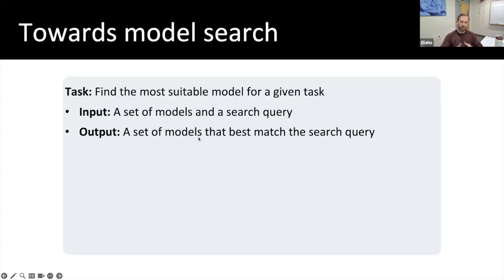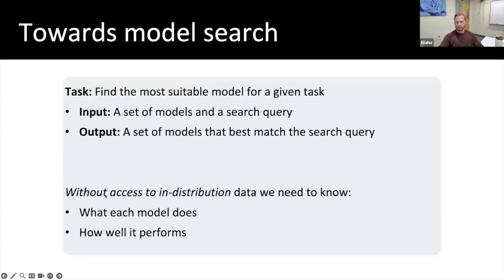You can think of it, for example, as going to Hugging Face wanting the best model to perform, I don't know, medical lung image classification or segmentation. The output would be the set of models that best match the user's search query in order to perform that task. An important thing is that we never assume any access to in-distribution data. If we had access to in-distribution data, we could just evaluate the set of models and find the best one. But we never assume any access to it, for two reasons.